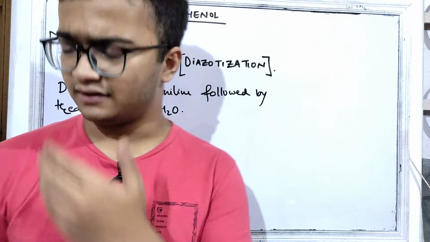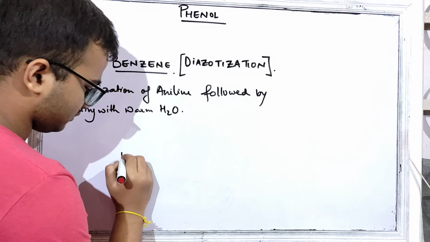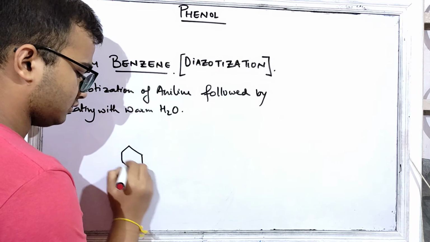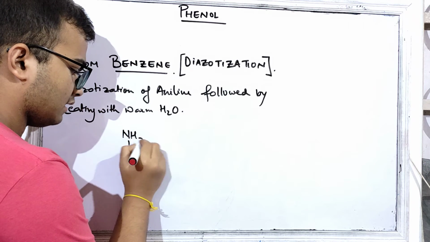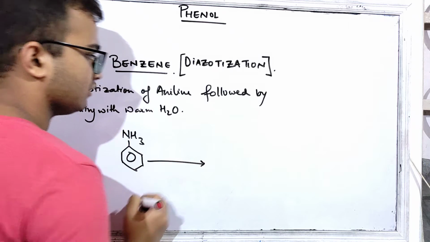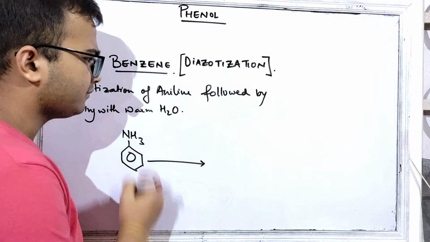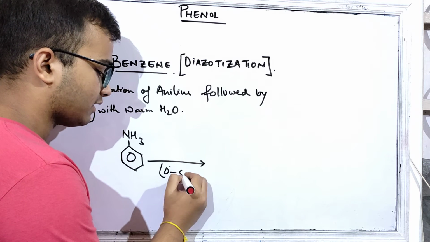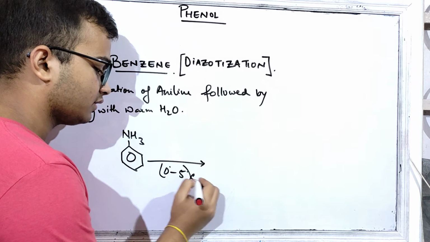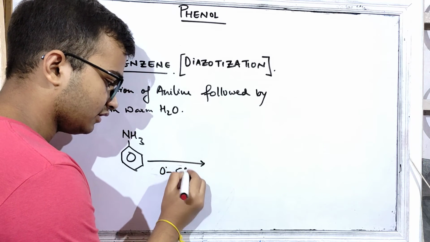Now see what's happening in this process. For this you take aniline. Aniline looks like this. You perform diazotization on aniline. How is diazotization performed? Diazotization is performed at a very cold temperature, from 0 to 5 degrees centigrade.